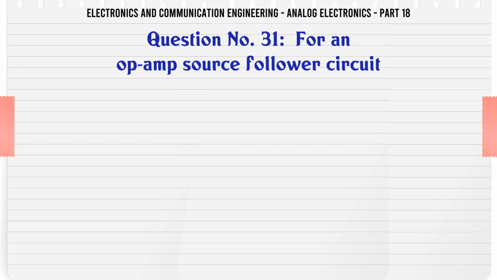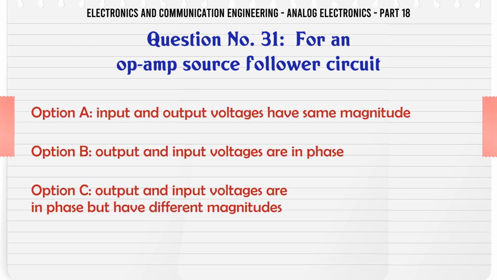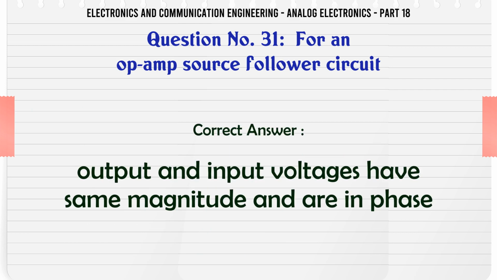For an op-amp source follower circuit, A. Input and output voltages have same magnitude. B. Output and input voltages are in phase. C. Output and input voltages are in phase but have different magnitudes. D. Output and input voltages have same magnitude and are in phase. The correct answer is output and input voltages have same magnitude and are in phase.